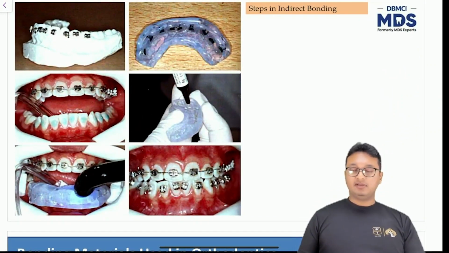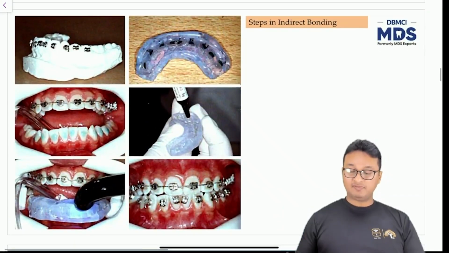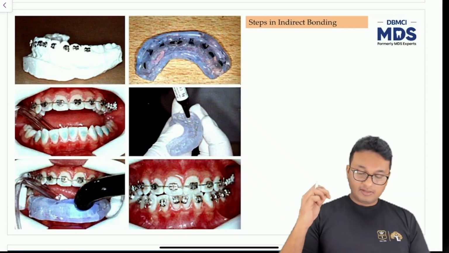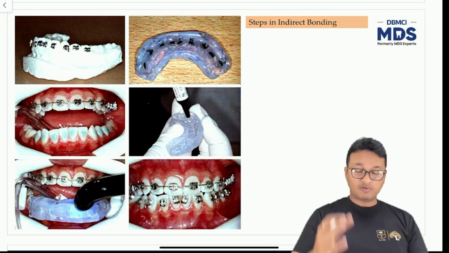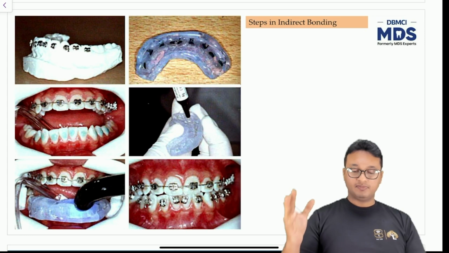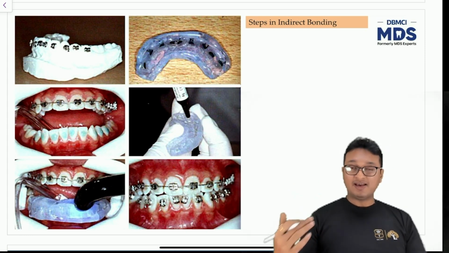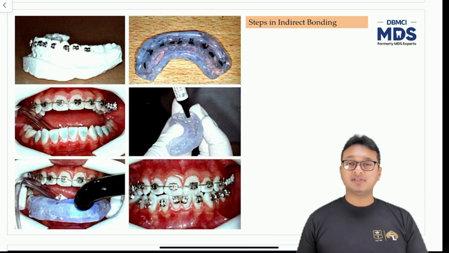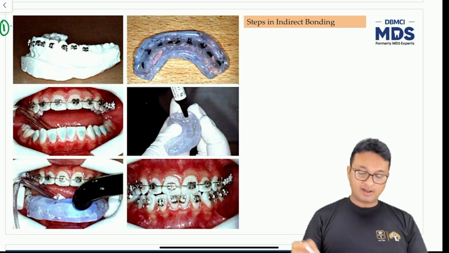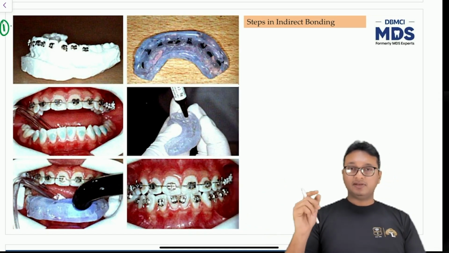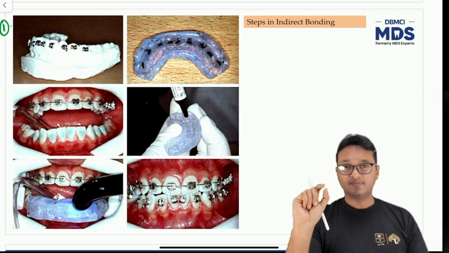Steps in indirect bonding. That was for direct bonding, when you are applying the adhesive directly onto the teeth surface. In certain practices where you have got so much rush of patients, multiple patients are waiting outside for the appointment, you need to go for indirect bonding. So this process is done in the lab. So what is done? You take an impression, you make a dental cast, then you send it to the lab. The lab technician will place the brackets onto the teeth of the dental cast, right?